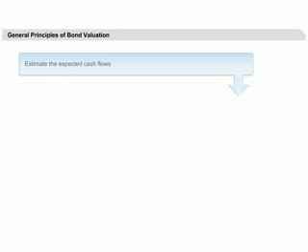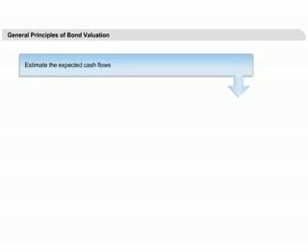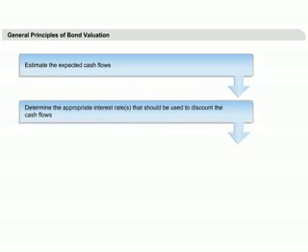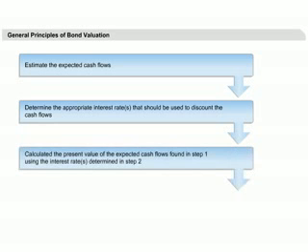General principles of bond valuation. There are three main steps involved in the process of bond valuation. Step 1. To estimate the expected future cash flows coming from the bond, like the coupon payments and the principal payment. Step 2. To determine the appropriate interest rate or rates that we are going to use to discount the future cash flows.